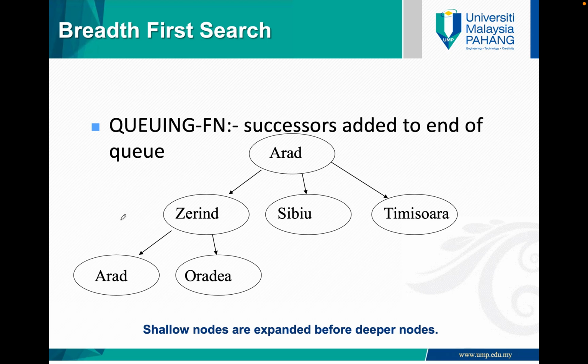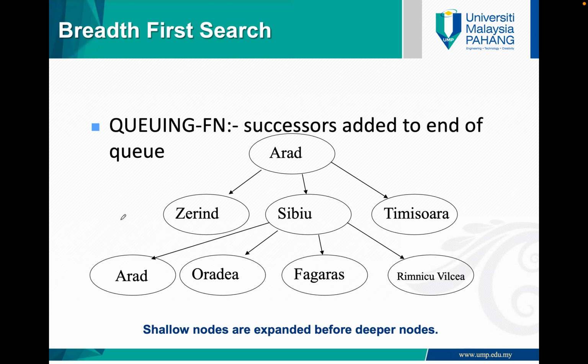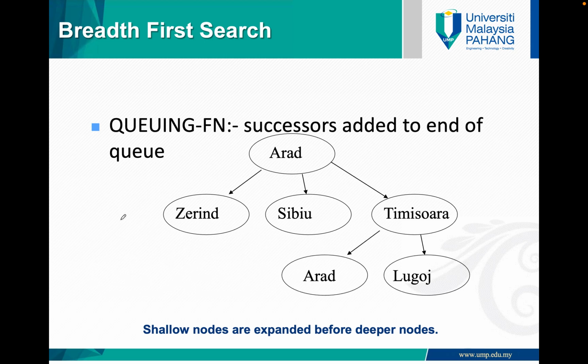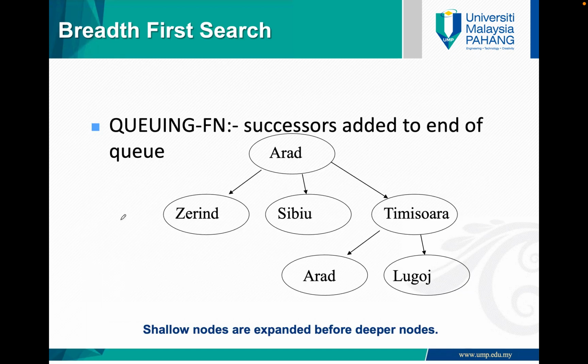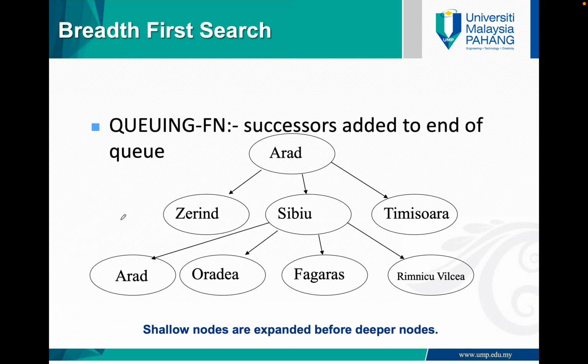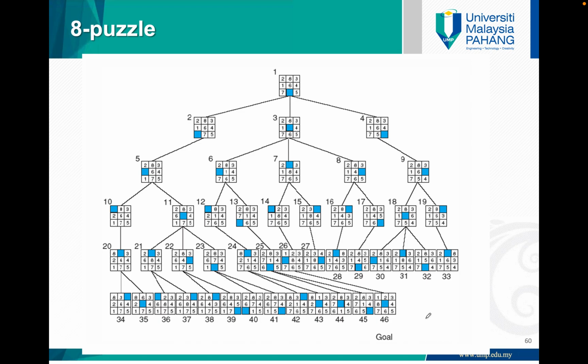So Arad and Oradea. Okay, so how about Sibiu? From Sibiu you can go to Arad, Oradea, Fagaras, and Rimnicu Vilcea. Okay, that is from Sibiu. And then we have Timisoara. Timisoara can go to Arad and Lugoj, but we shouldn't include Arad because it will be reverse. So Lugoj. From this part, we already know the results from last week, right? We go from Arad to Sibiu.